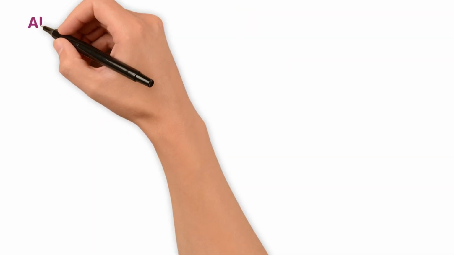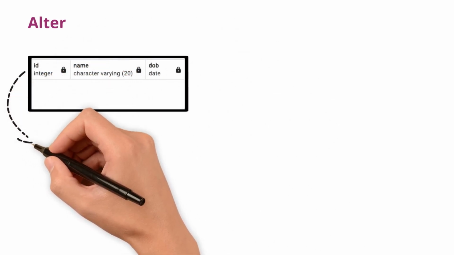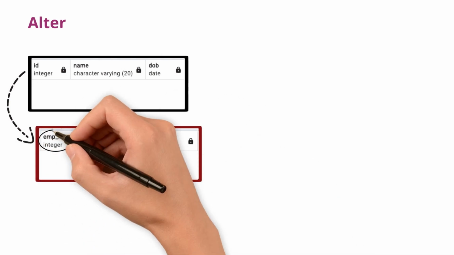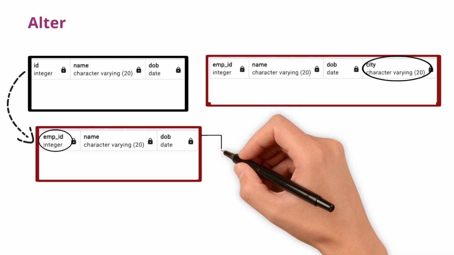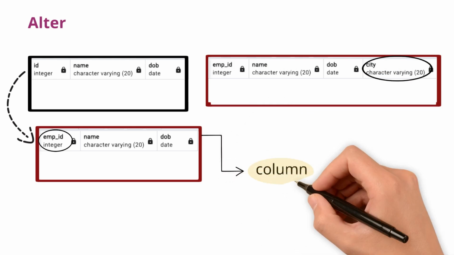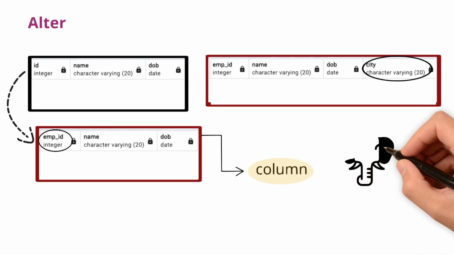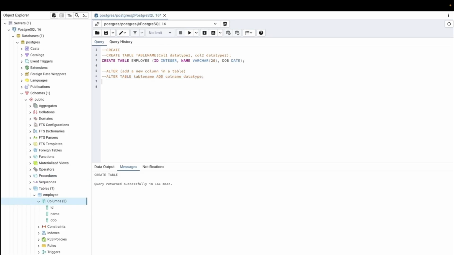Next one, alter. It is used to alter the structure of the database. This change could modify the characteristics of an existing attribute or add a new attribute. When I say attribute, that is another word for a column of a table. Switching to PostgreSQL. Now let's use the alter command to add a new column into a table. This is the syntax.